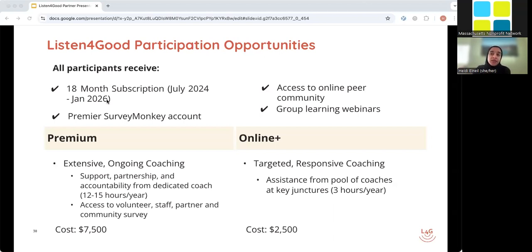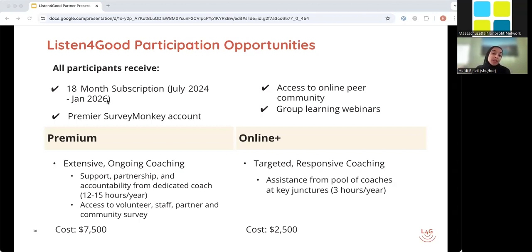So if you're looking for something that's a little more self-directed, you think you don't need as intensive coaching, and you're really only looking to survey clients, Online Plus can be a really good opportunity for self-pay organizations. And that cost is $2,500 for the 18-month program. Premium is $7,500. That is the cost for a nonprofit who is choosing to self-pay for the program.